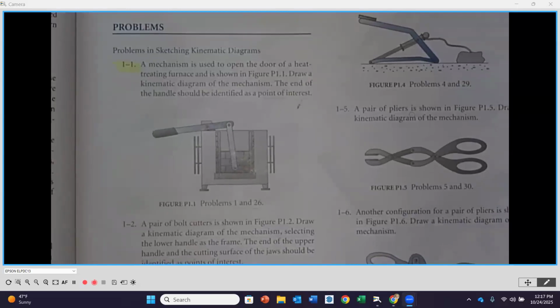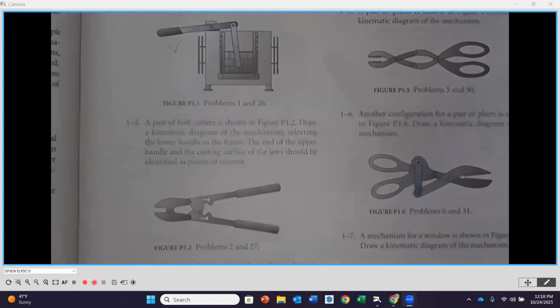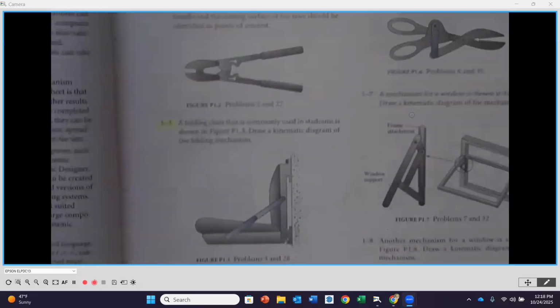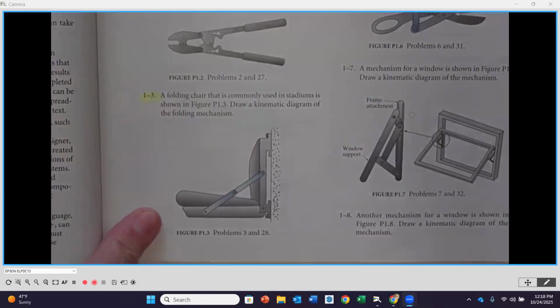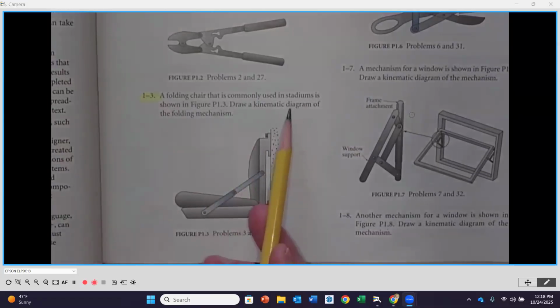Okay. The next problem that we have is going to be problem 1-3, which is down at the bottom on that same page in that same column. Here we have a folding chair commonly used in stadiums, and we see that diagram right here. They want us to draw the kinematic diagram for that. And then problem 1-28 is going to be the mobility equation.